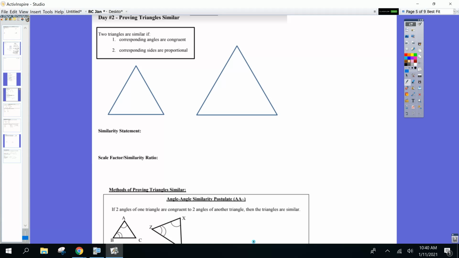That is also true if two triangles are similar. If two triangles are similar, the corresponding angles are congruent. So here we go. A, B, C, Z, Y, X. I don't know if anybody is familiar with the symbol for similar. The symbol for similar.